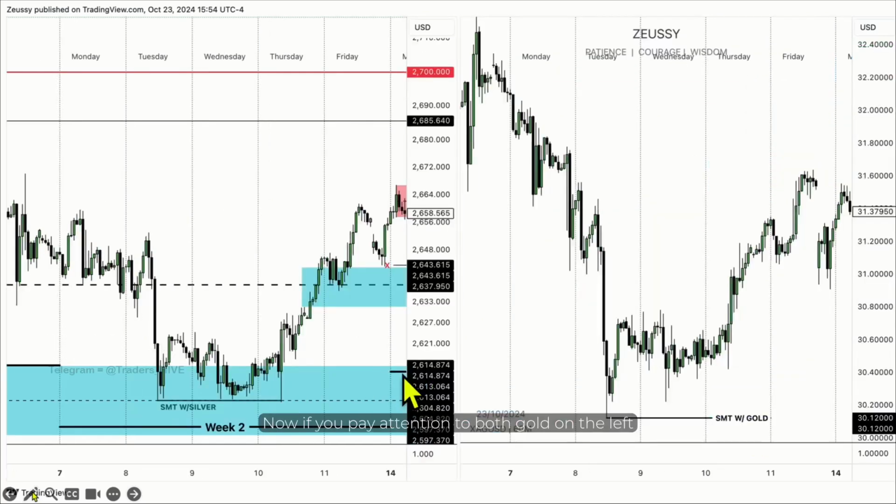Now, if you pay attention to both gold on the left and silver on the right, you can see that the SMT is visible right here, where gold created a lower low relative to those previous daily lows, whilst silver created higher lows. That right there is SMT, because these markets should move in tandem with one another. When one creates a lower low, the other market should also create a lower low. But when this is not the case, it shows you that true manipulation is going on, and we can anticipate that we're likely going to see buy-side delivery next soon.